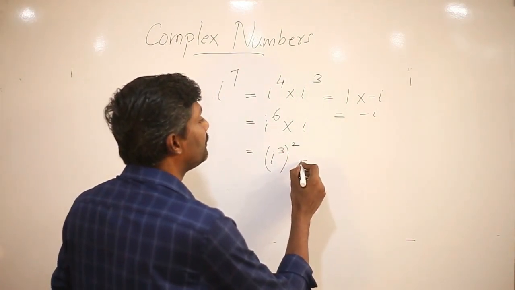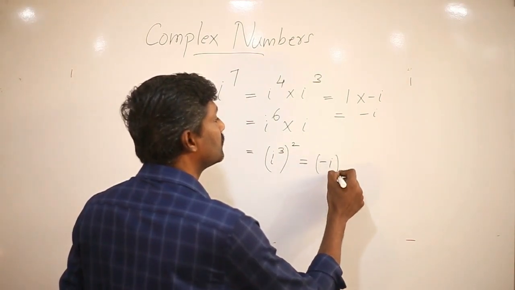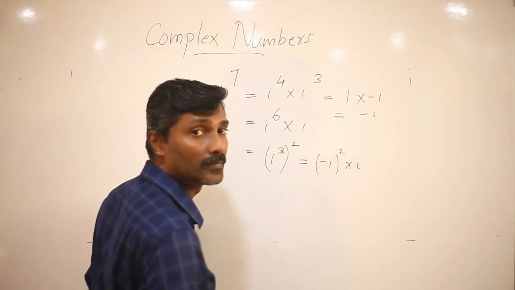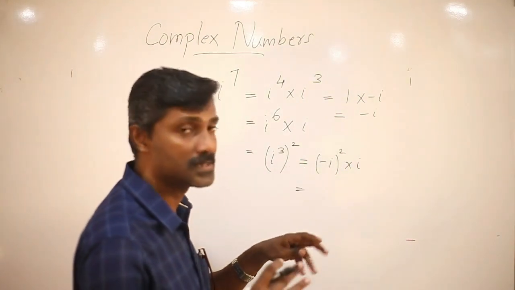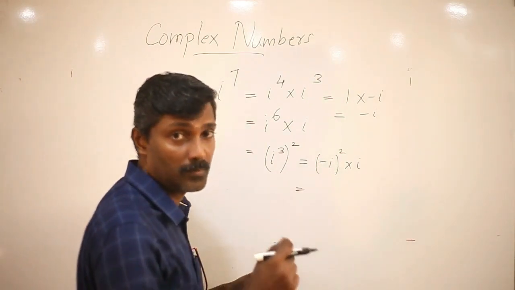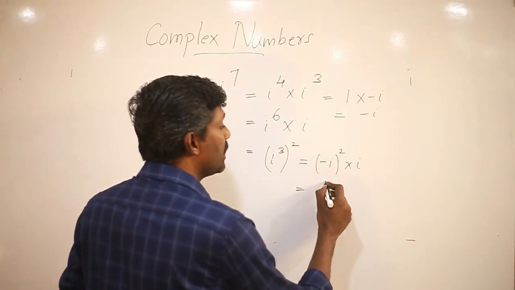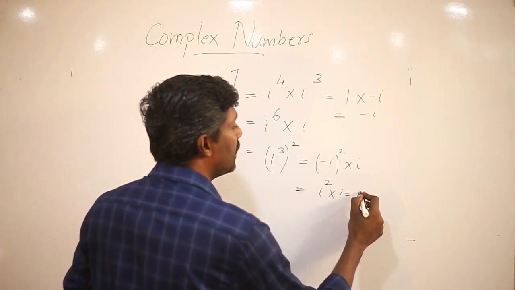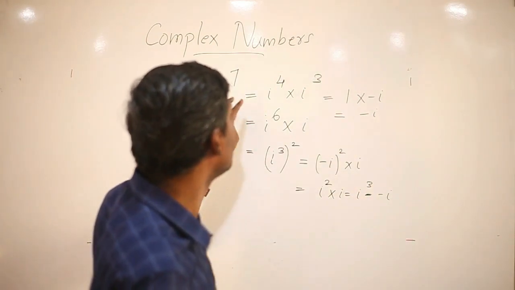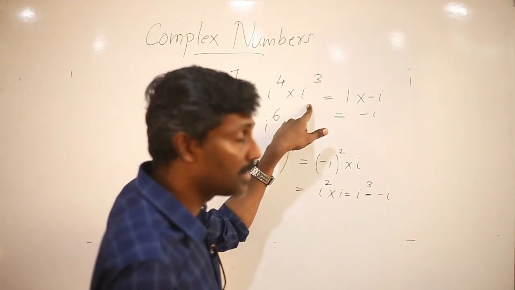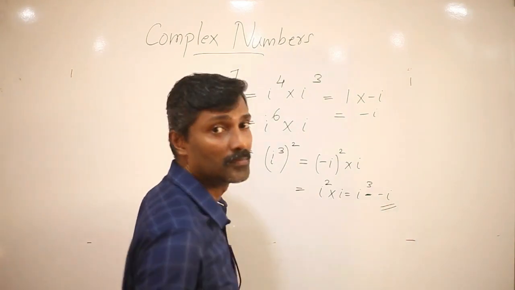Now what is i cube? i cube is minus i, right? So minus i the whole square into i. Correct? Now what is minus i the whole square? Minus i the whole square is nothing but the minus becomes plus, because minus i is nothing but minus 1 i, right? So minus 1 the whole square is 1. So this becomes i square into i, which is nothing but i cube again, which will again give you the value minus i. So either you can find using i raised to 4 into i raised to 3 or i raised to 6 into i, both will give you the value minus i, right?